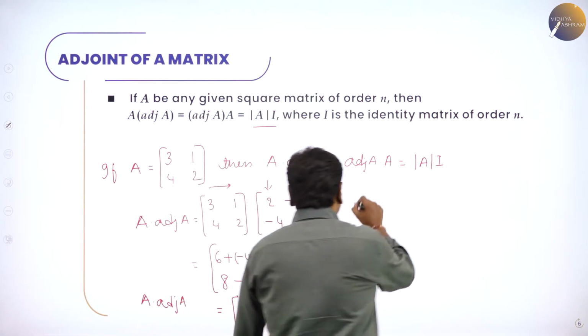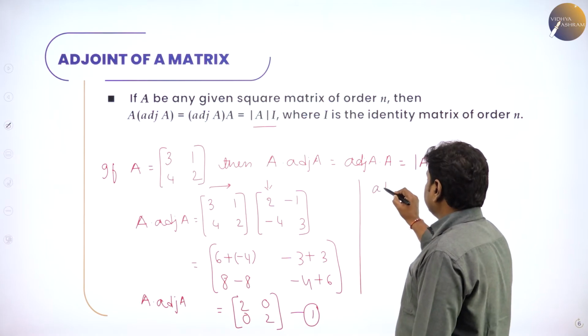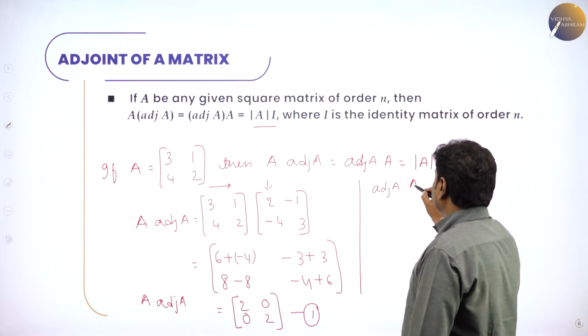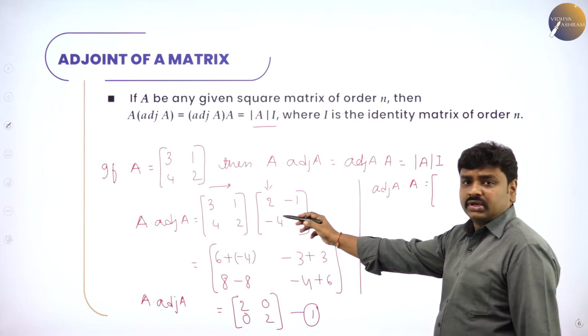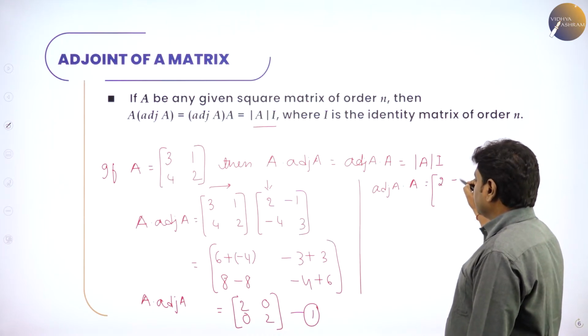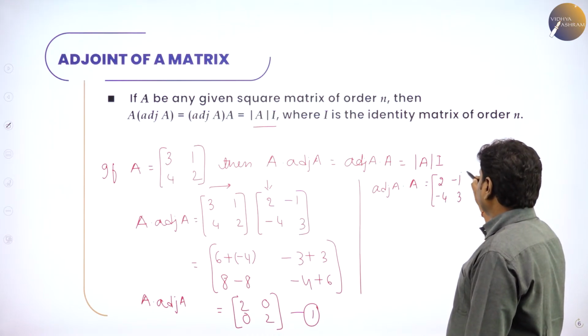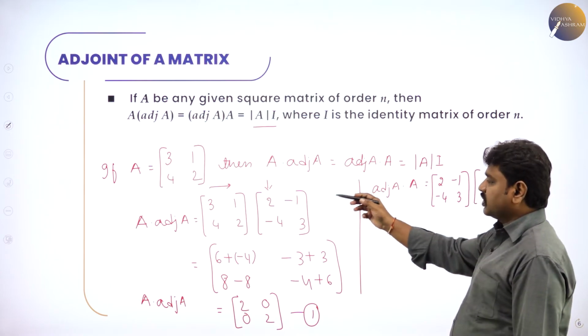Now we'll do adjoint A into A. So perform adjoint A into A. What is the adjoint? [2, -1; -4, 3] into A. What is A? A is [3, 1; 4, 2].